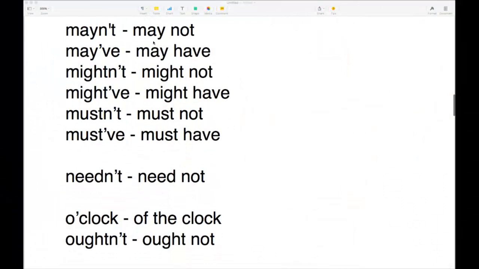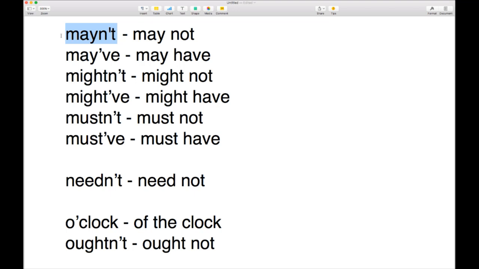All right. So the next contraction we have, it's not one I hear very often, but it's on the list because we're doing a complete list. We're going to try and do all the contractions in the English language. So if I've missed any, please do let me know at the end. But this is one that's not very common, mayn't. It's short for may not.